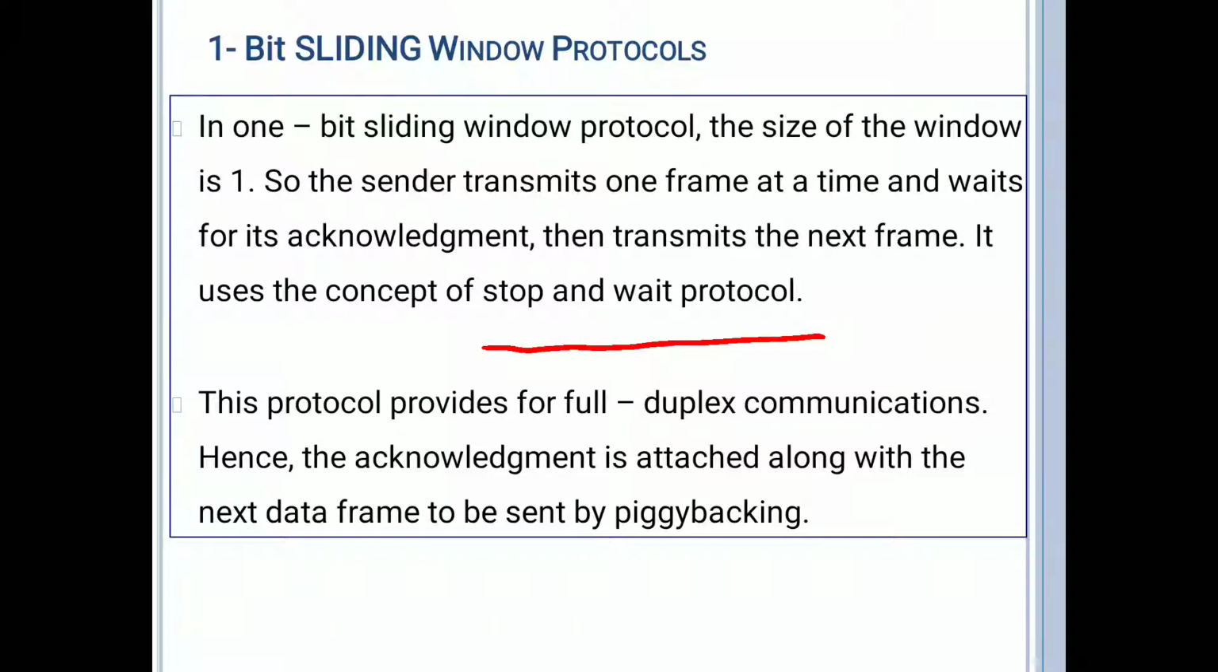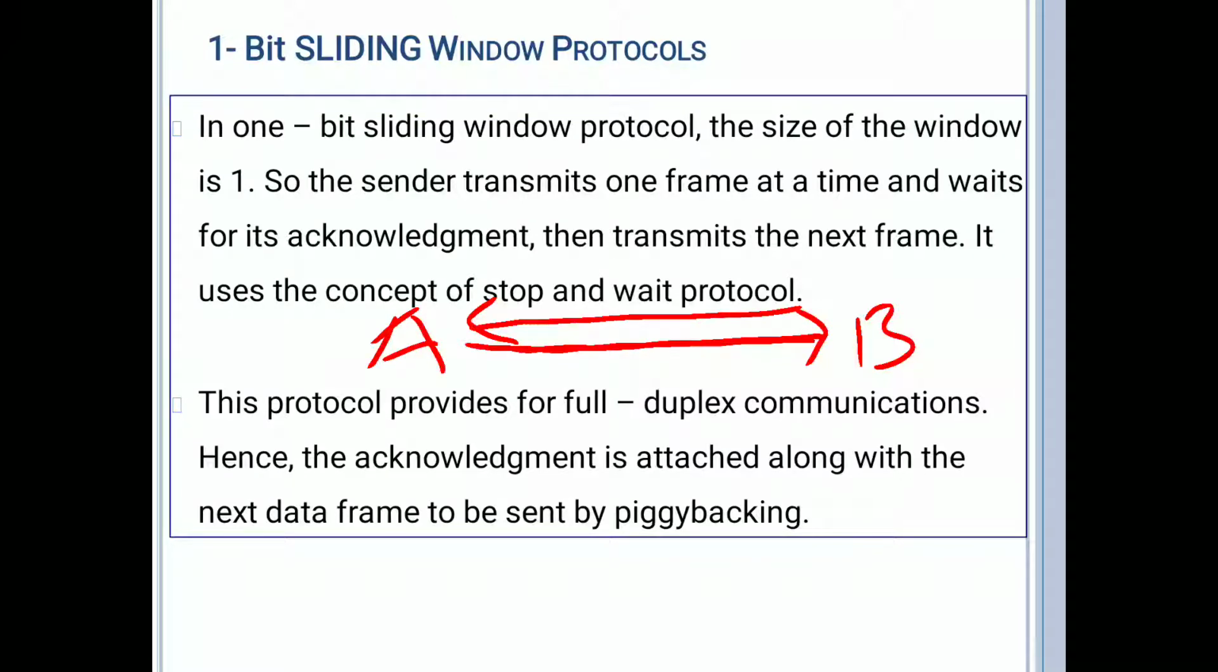When coming to the full duplex mode, what will happen? If sender A is there, A will send the data to B, and at the same time B will also send the data to A. At the same point of time, bidirectional data transmission is possible by using this full duplex communication mode. So, here in one bit sliding window protocol we just add the acknowledgement, meaning the acknowledgement is attached along with the next data frame to be sent.